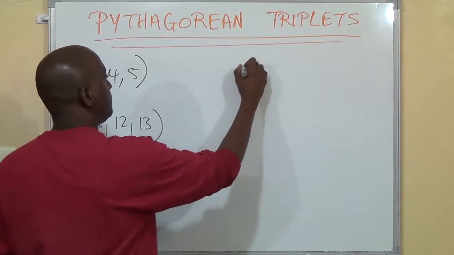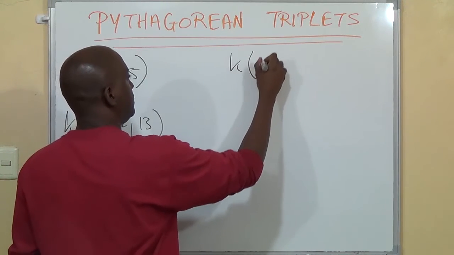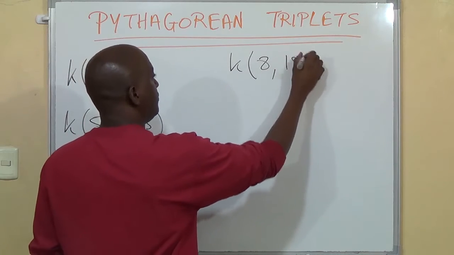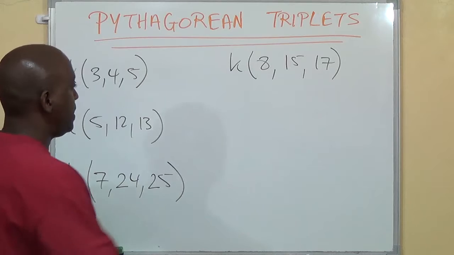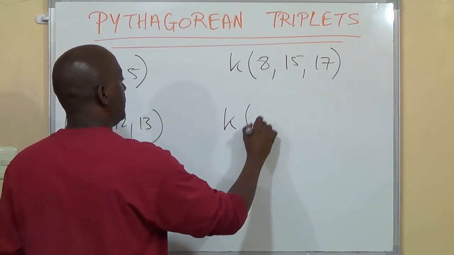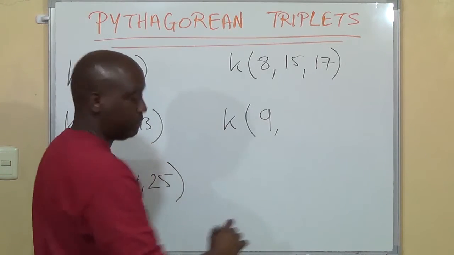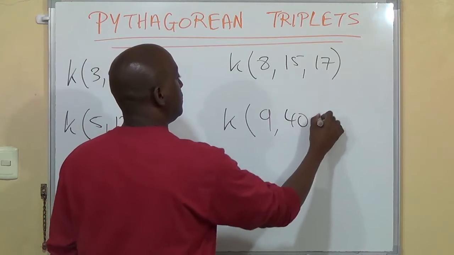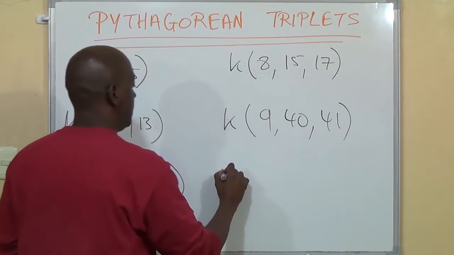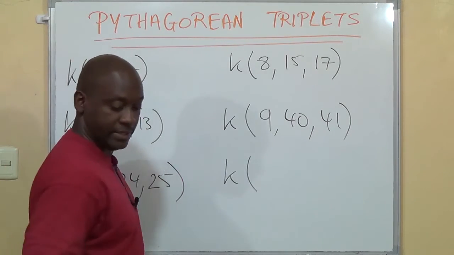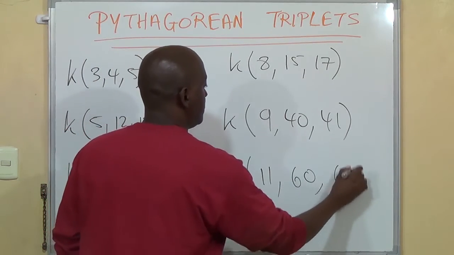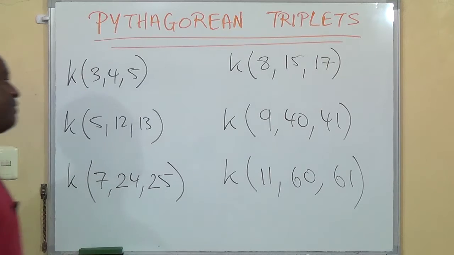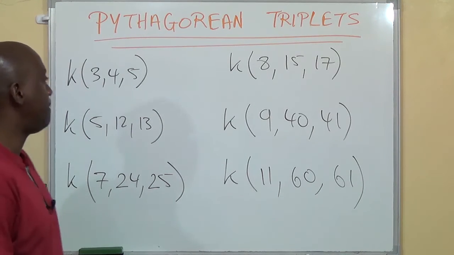We have k into 8, 15, 17. We have k into 9, 40, 41. And we have k into 11, 60, 61. This is as far as we need to go for our intents and purposes at this point in time.